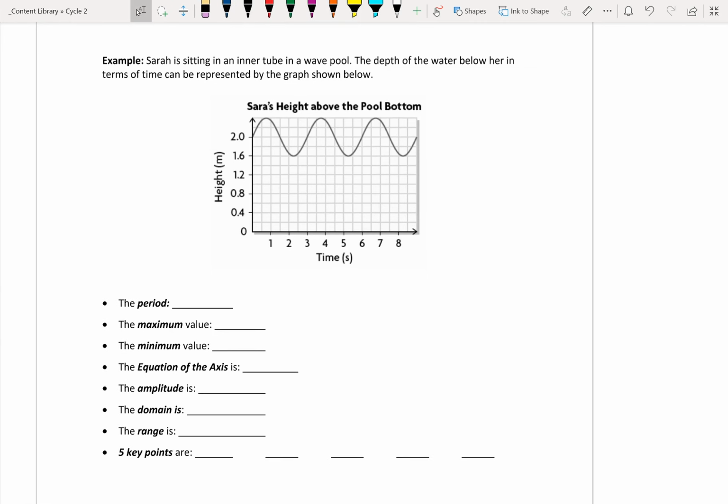So for example, Sarah is sitting in an inner tube in a wave pool. The depth of the water below her in terms of time can be represented by the graph shown below. So we have our time, we have our height, and we're looking at her height above the pool bottom. So looking at this graph, the pool bottom would be at 0, and she's floating on this, say, inner tube up here. And she's again traveling on that path up and down.